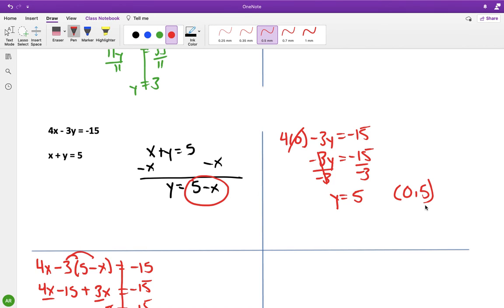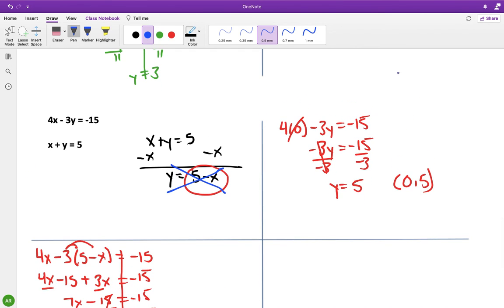Okay, now just like with graphing, if we had to convert something to slope-intercept form, we don't check our work using our new version of the equation. So we're not going to check our work using y equals 5 minus x. We're going to check it using x plus y equals 5. The reason being, if I made a mistake converting, I could be checking my work for the wrong problem, so make sure you're using the original equation.